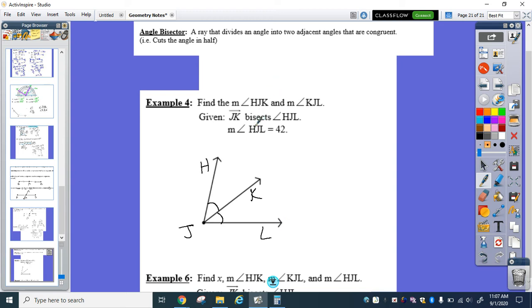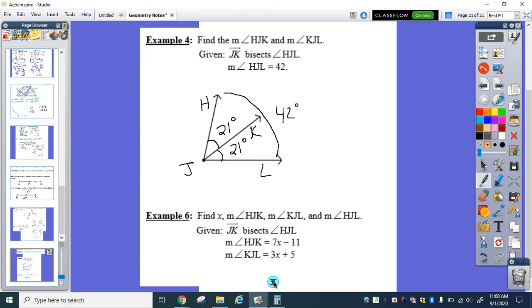They've told us that angle HJL, the whole thing, is 42 degrees. So if my whole angle is 42 degrees, then they want us to find out how much each half of this angle is. Well, the nice easy way to do that, take 42, divide it by 2. This angle would be 21, and so would this angle. So a bisector is just a way of cutting an angle directly in half.